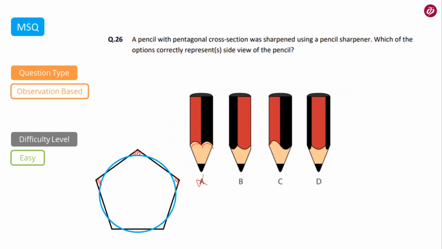Now look at option C. See how one arc is going inward in one of the faces of the pencil. And like I just told you, the arc is formed due to cutting of the protruding edges of the pencil. So this figure is not possible. And options B and D are just rotated versions of each other. Because the cross section is a pentagon, meaning 5 sides, option B or D is correct.